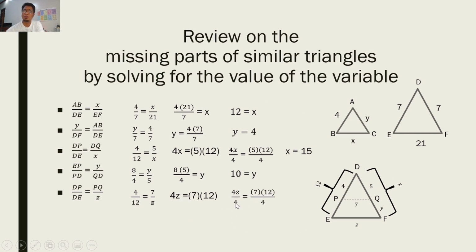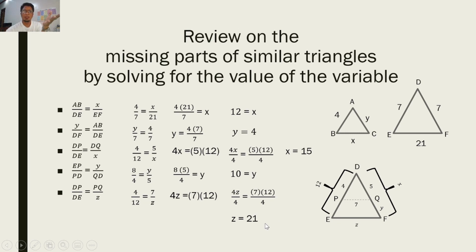So we can cancel the 4. Z na lang yung matitira. And look at this one. Yung 4 at saka yung 12, still, we can simplify this by dividing these two numbers by 4. This will leave us with 3, this will leave us with 1. So 7 times 3, 21. So the value of Z is 21.